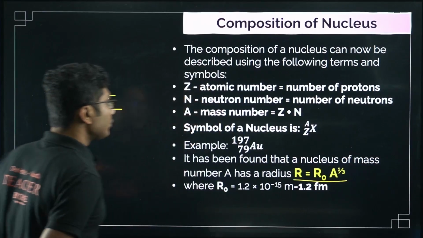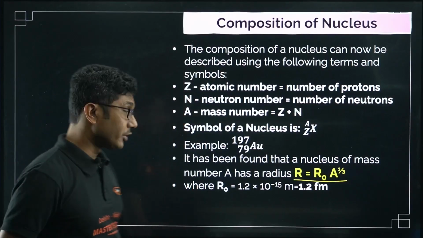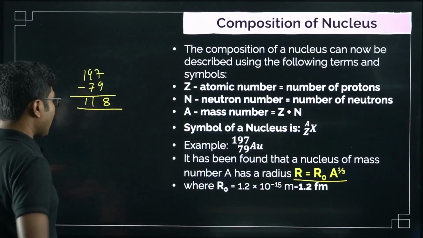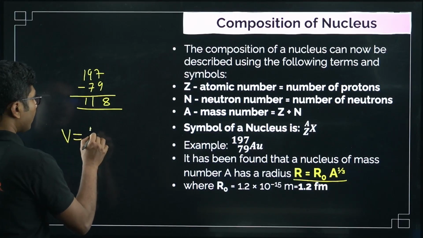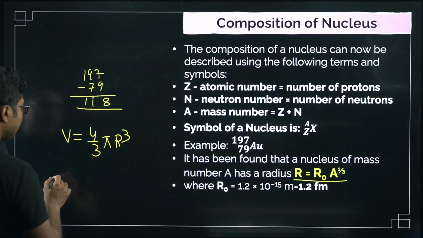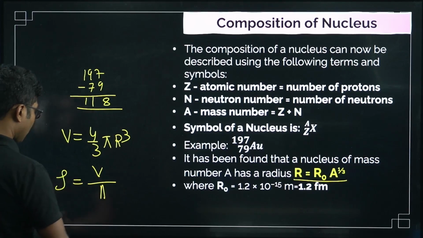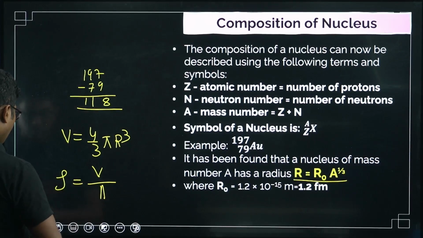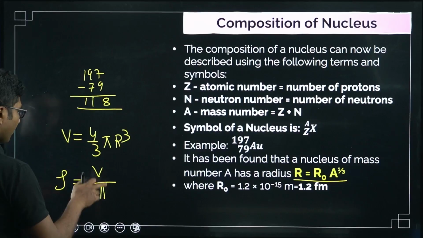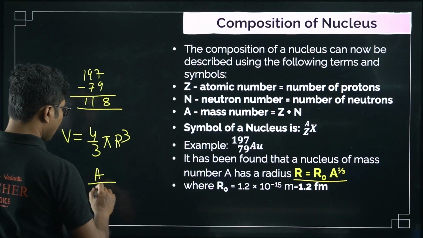Also, you have to remember that the density of the nucleus is constant. Why? Volume is 4/3 pi R cube, and density is mass per unit volume. Mass is proportional to the mass number, so A divided by volume.